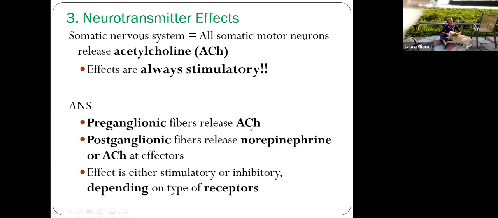All the preganglionics do release acetylcholine. And the postganglionics, the second neuron, will either release norepinephrine or acetylcholine, depending on whether we're talking about the sympathetic division that uses norepinephrine or the parasympathetic division that will continue to use acetylcholine. The effect is either stimulatory or inhibitory to its effector. It depends on the receptor types. So this has to do with understanding which organs are stimulated and inhibited when we're in parasympathetic stimulation, and then the reverse, which organs when we're in fight or flight mode will be stimulated and which ones will be inhibited.